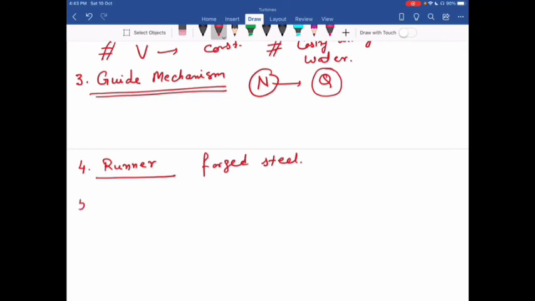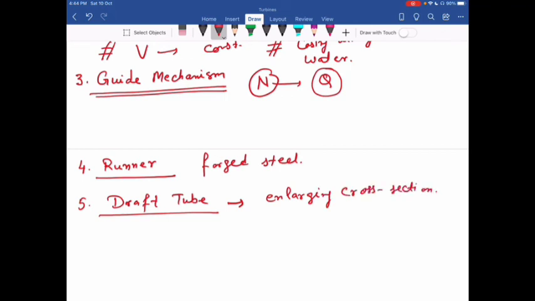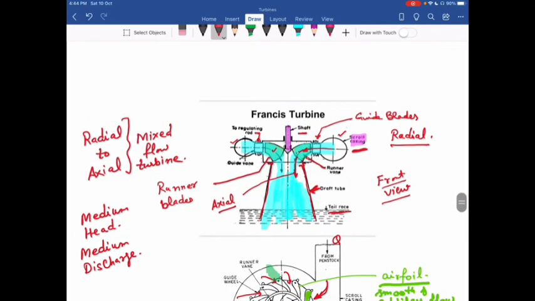And the last part is the draft tube. This is simply a tube of enlarging cross section, and it connects the outlet of the turbine to the tailrace. So that is the draft tube. You can see here the draft tube that connects the outlet of the turbine to the tailrace.